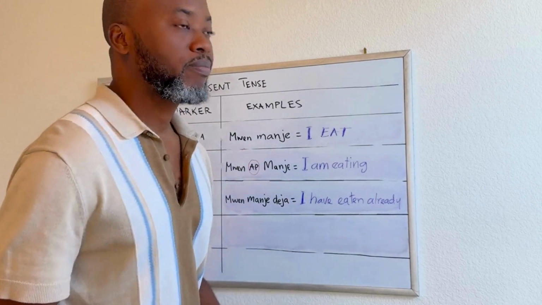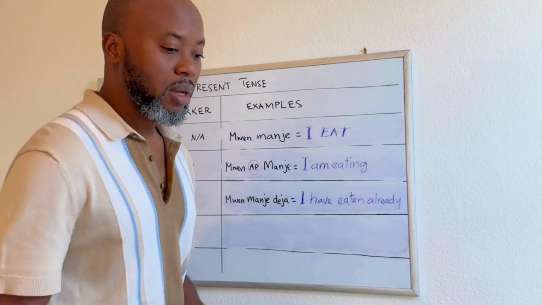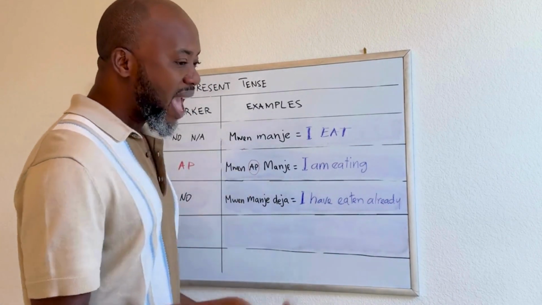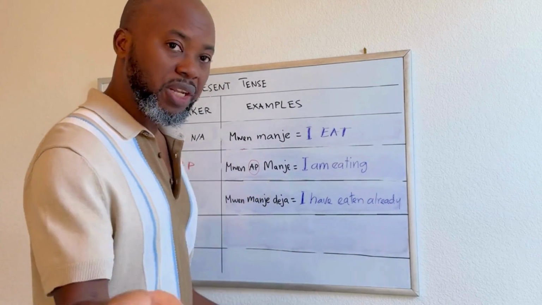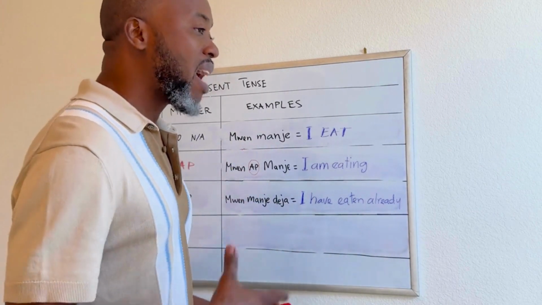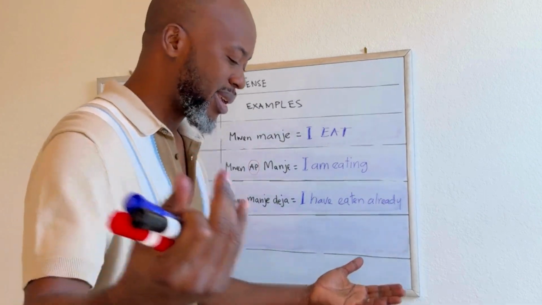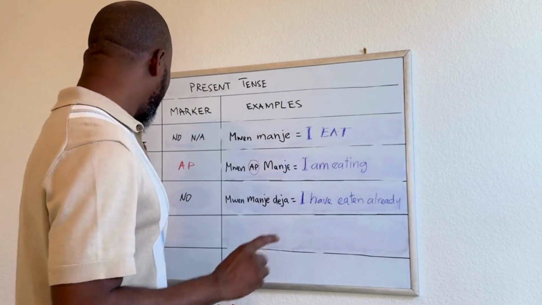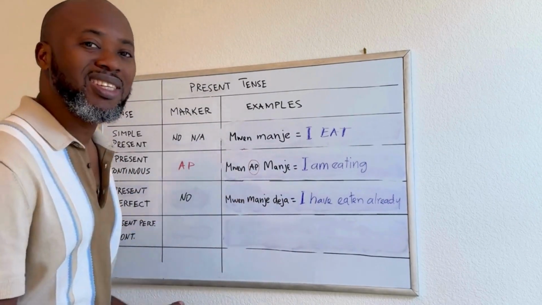Moi manger déjà. Moi bientôt baigner. I have showered already. Moi bientôt baigner. I have showered. Okay? Alright. Let's go for present perfect continuous.